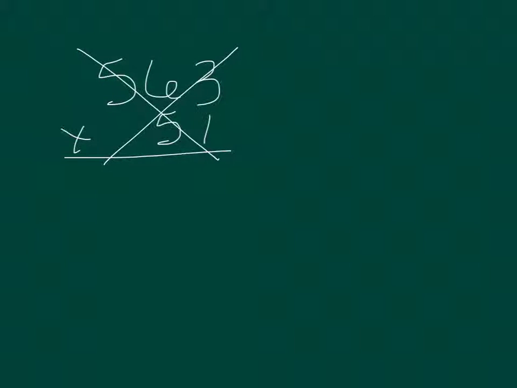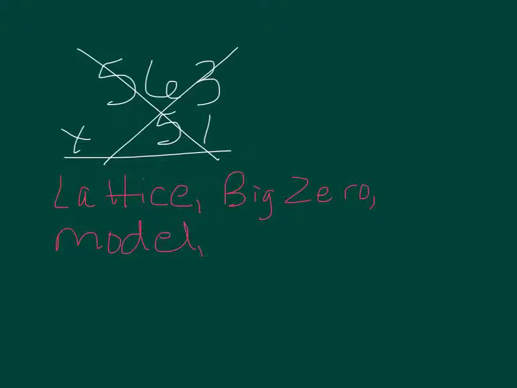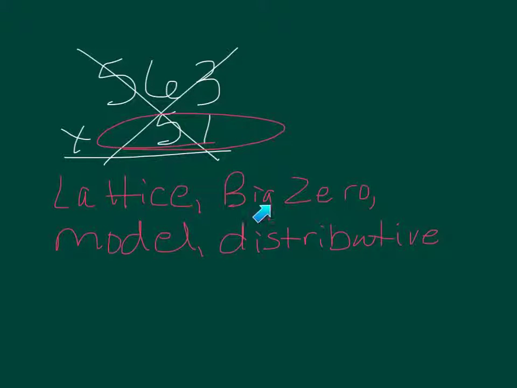In order to solve this problem, you would need to use either lattice, what we call the big 0, the area model, or, what am I missing? Distributive. Distributive. So please be aware of when you should use the multiples of 10, hundreds, and thousands, or when you should use one of our other methods that we've talked about in class. Let's try another one.